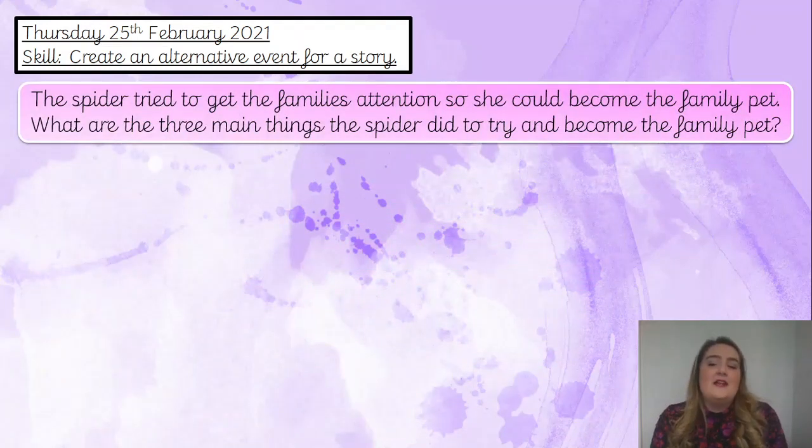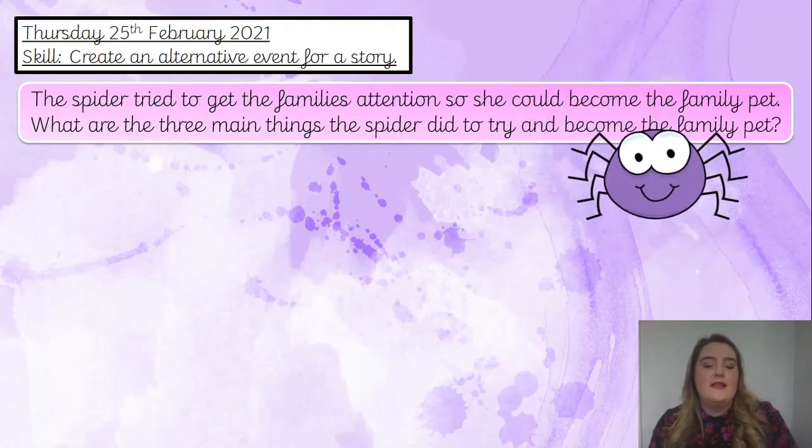Okay, so today then we are going to think about all of the different ways that the spider tried to become the family pet. Now she was absolutely desperate, wasn't she, to become the family's pet. And I want you to try and think now, what are the 3 main things that the spider did to become the family pet, to try and convince the family that she would make an excellent pet? What were the 3 main things that she did? I'd like you to pause the video and discuss this with the person next to you, a grown up at home, or have a little think on your own, please. Pause the video now. Okay, hopefully you managed to get most of them then, if not all 3.